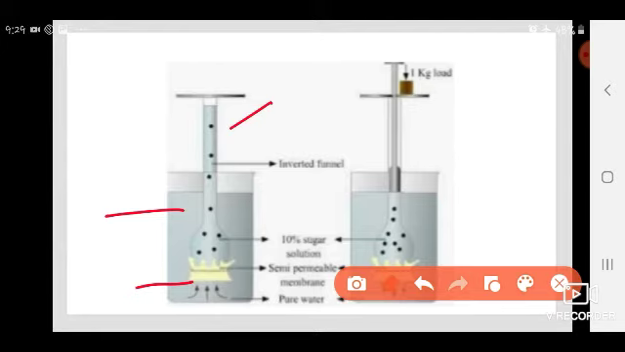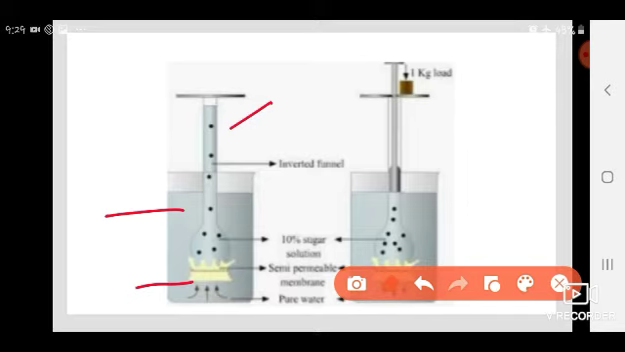Then what will happen? The eggshell dissolves, leaving the membrane intact. That membrane is used in this thistle funnel experiment. So after some time, what will happen?